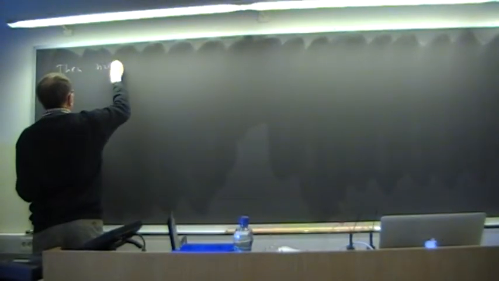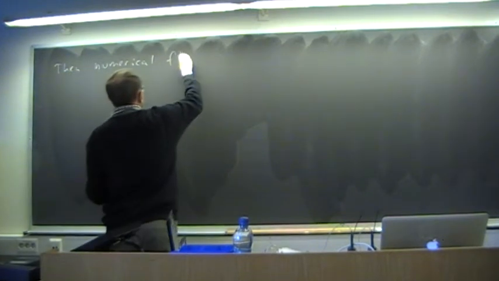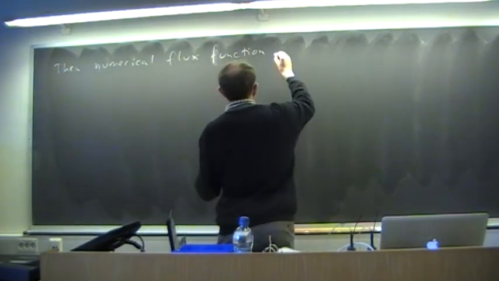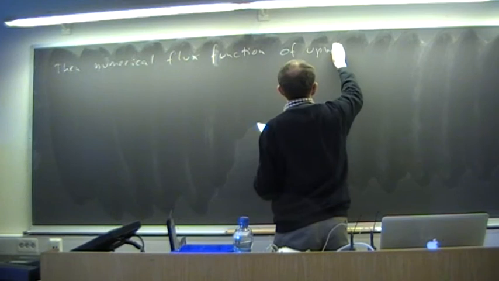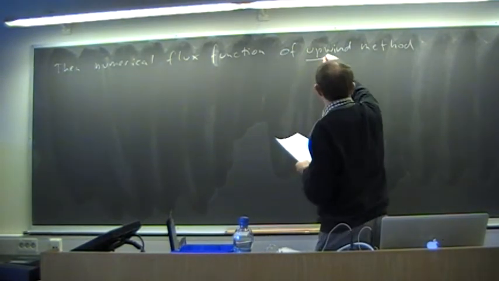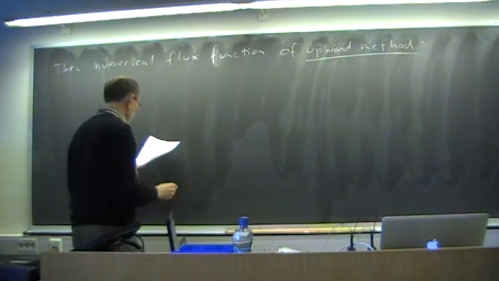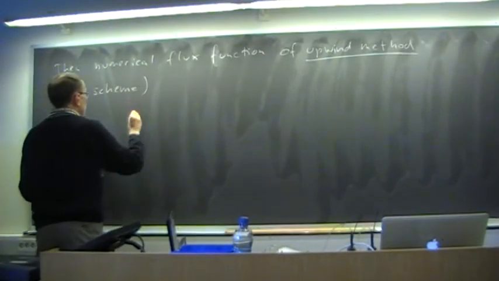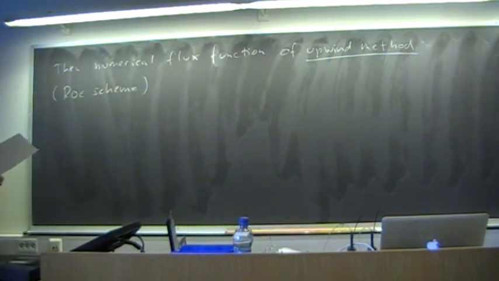Then we can express the numerical flux function of the upwind line. Then the numerical flux function is defined in the book, the Roe scheme, that is named after Phil Roe, one of the key CFD persons.